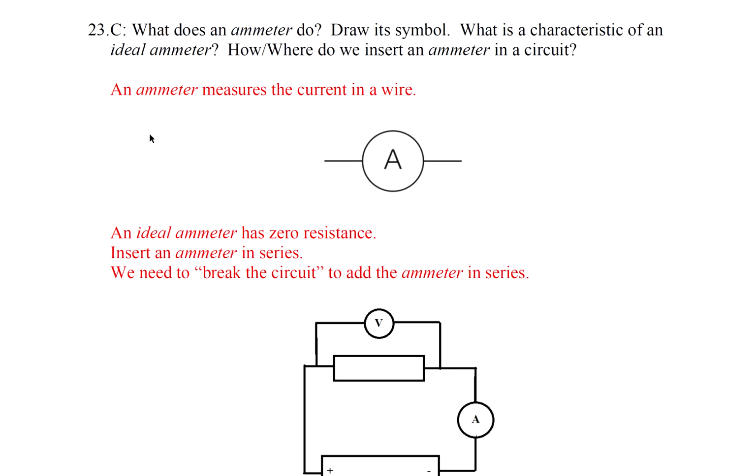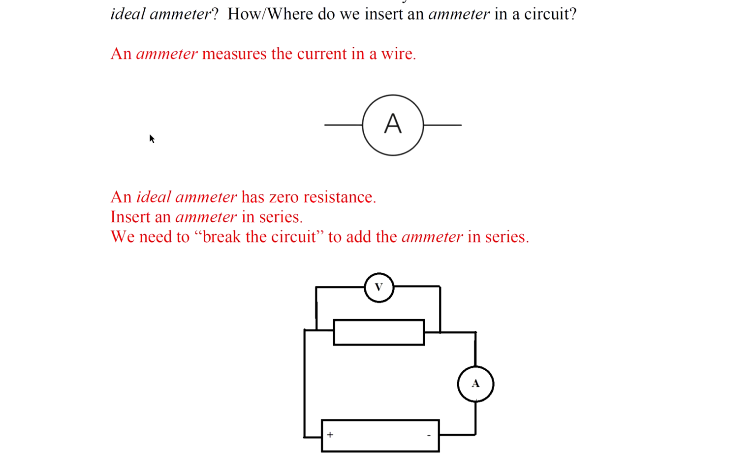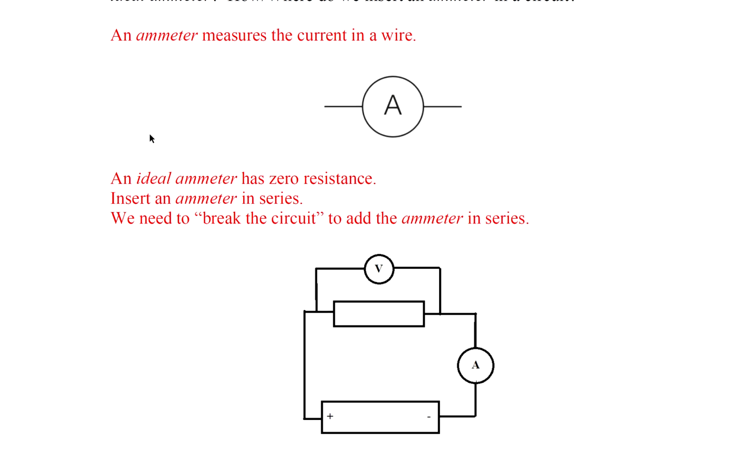Question 23. What does an ammeter do? Draw its symbol. What is a characteristic of an ideal ammeter? How or where do we insert an ammeter in a circuit? An ammeter measures the current in a wire. This is the symbol, an A with a circle around it. An ideal ammeter has zero resistance.